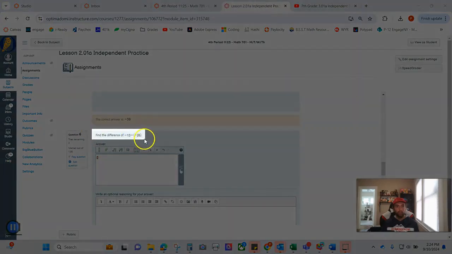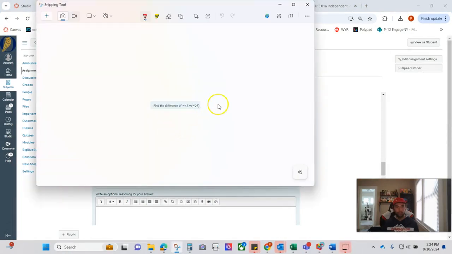Find the difference. So here we start with a loss of 13. Then we lose a loss of 26. Losing a loss? What is that? What does that even mean?